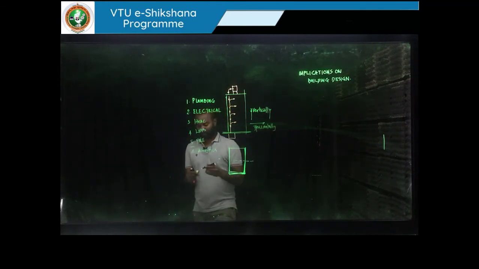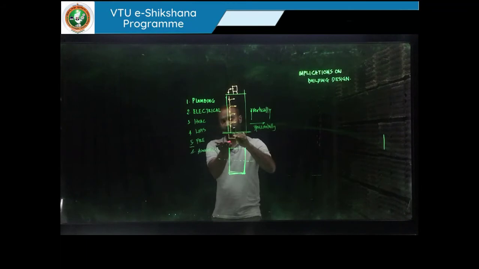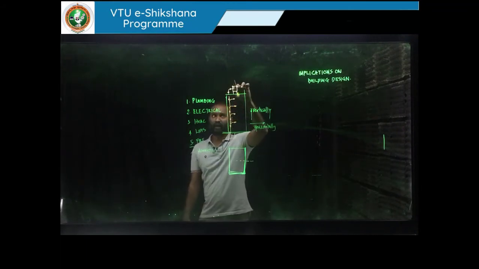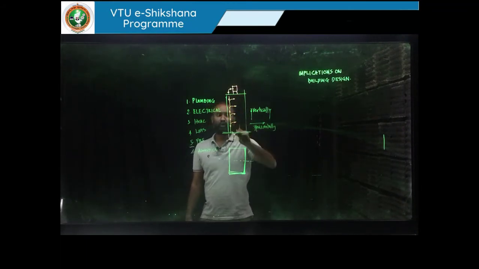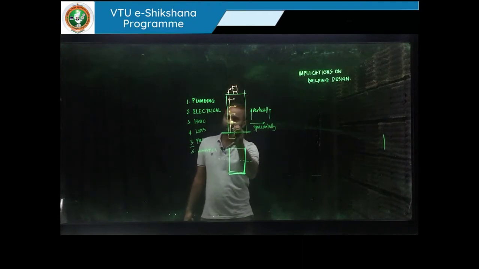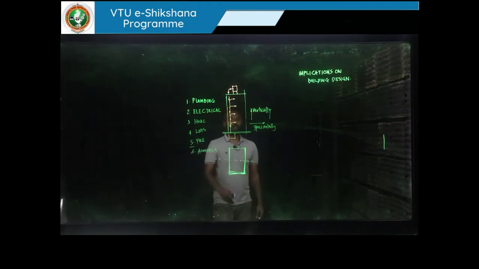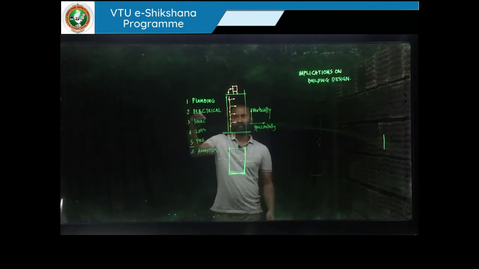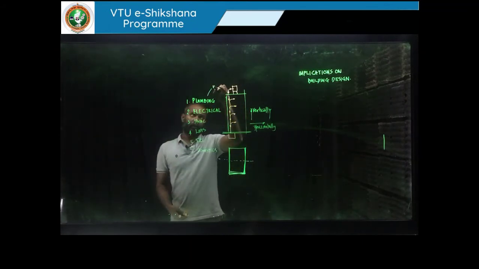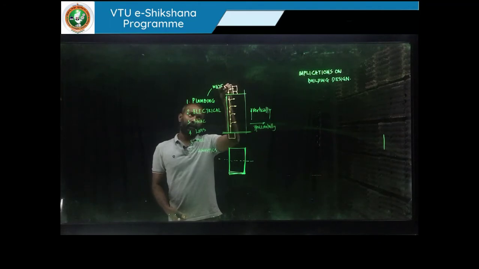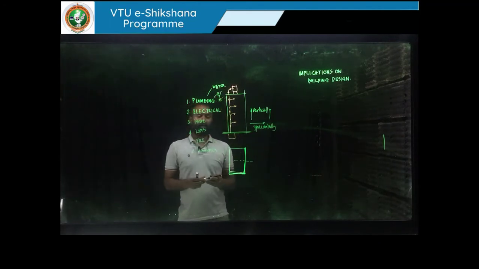So when you talk about plumbing services, you have something in the bottom pumping all the water to the tank, and again it is flowing to all other floors vertically, and it is again taken to the horizontal rooms according to your requirement and design. Similarly, in the case of plumbing services, it is the water that is moving. In the case of electrical services, it is the electricity or the electrons that is moving.